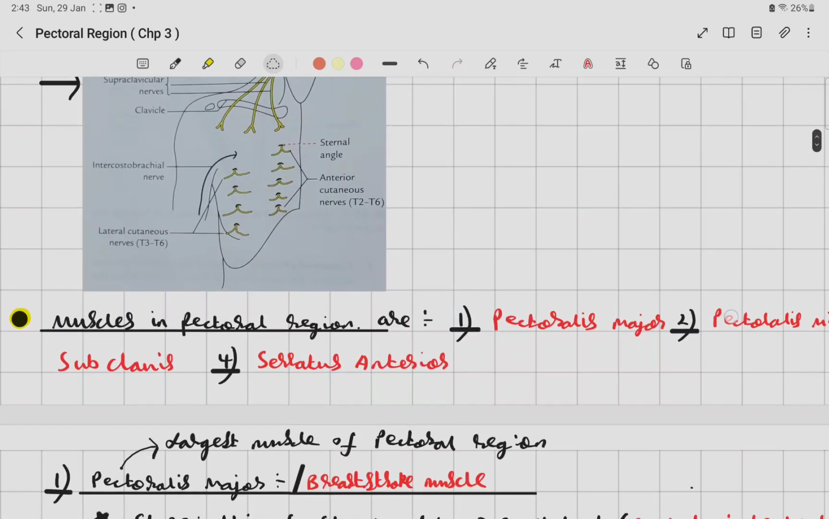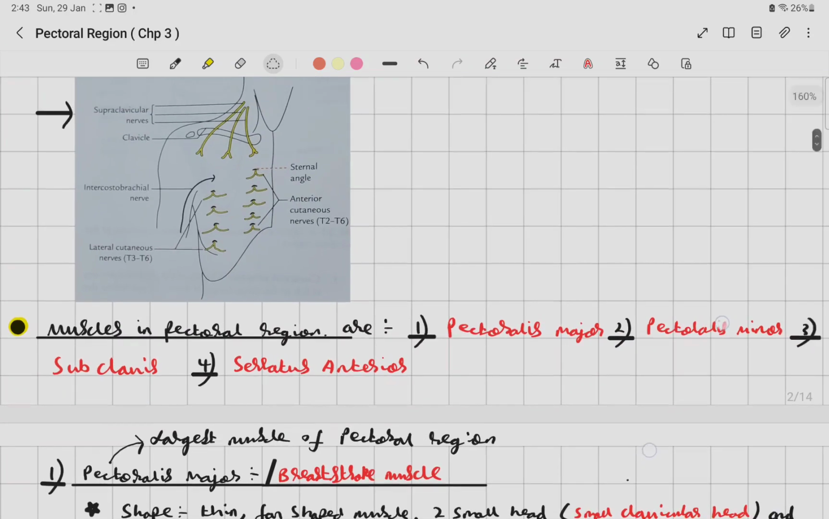Next, the muscles in the pectoral region are four muscles. They are the pectoralis major, pectoralis minor, subclavius and serratus anterior. Serratus anterior is included for studying purposes, although it is not a muscle present in the pectoral region.